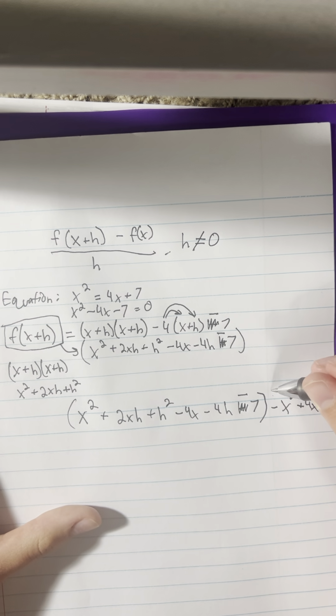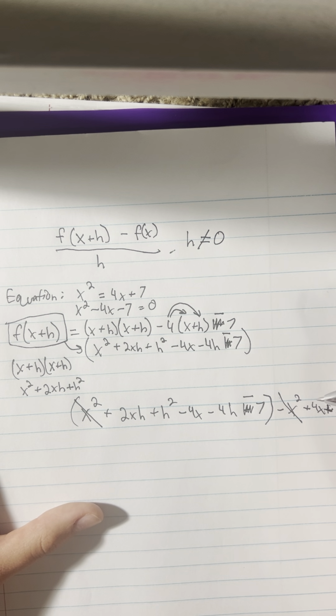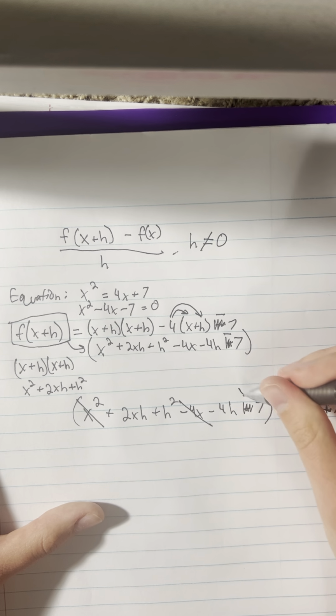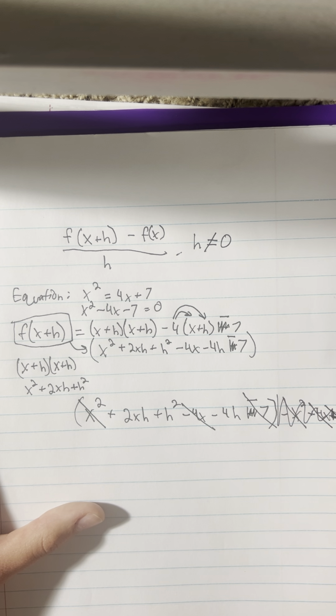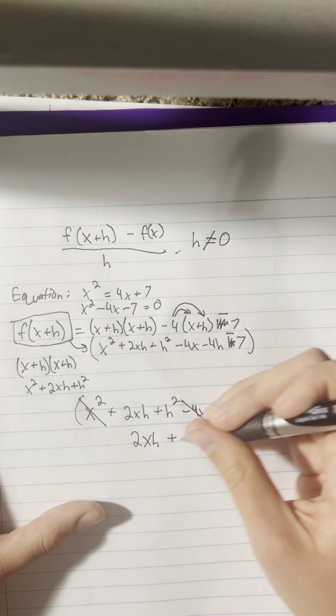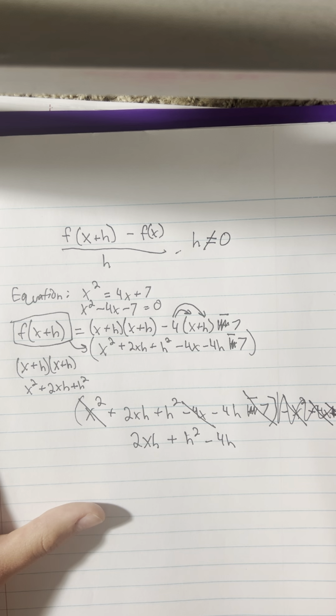So we have a minus x squared, and an x squared cancels out, and a minus 4x, and a 4x, and a minus 7, and a 7. All of this should cancel out. And then we're left with 2xh plus h squared minus 4h.